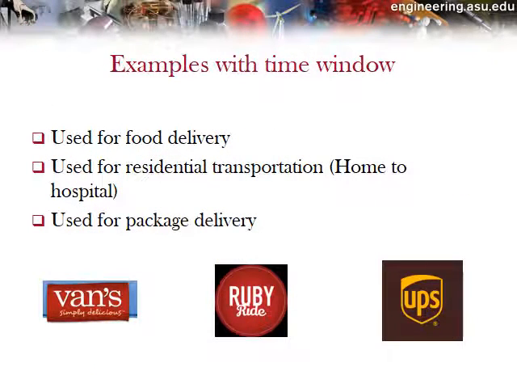Here is an example of VRP with time windows. They are used for food delivery, residential transportation, home to hospital, and package delivery, such as UPS, Ruby Ride, Vons. These are examples of companies that do time windows.